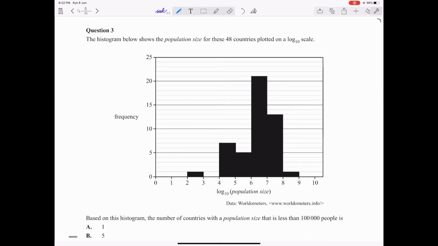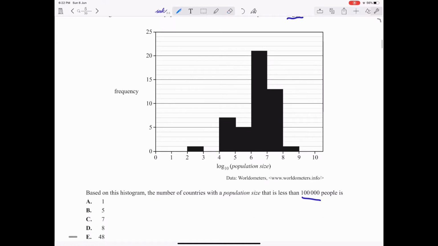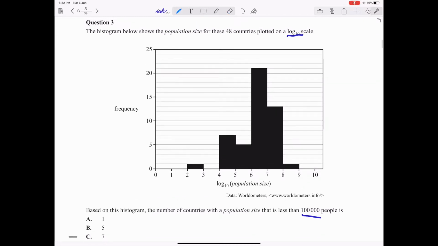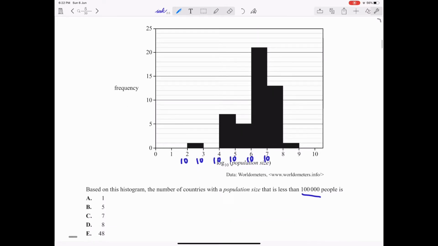Question 3. The histogram below shows the population size for these 48 countries plotted on a log 10 scale. Based on the histogram, the number of countries with a population size that is less than 100,000 people is... So we have to be very careful here. The question says that this histogram is plotted on a log 10 scale, so that means the values over here are 10 to the power of whatever value it is. So you just write 10 below all the values, so you're aware that this is a log 10 scale.